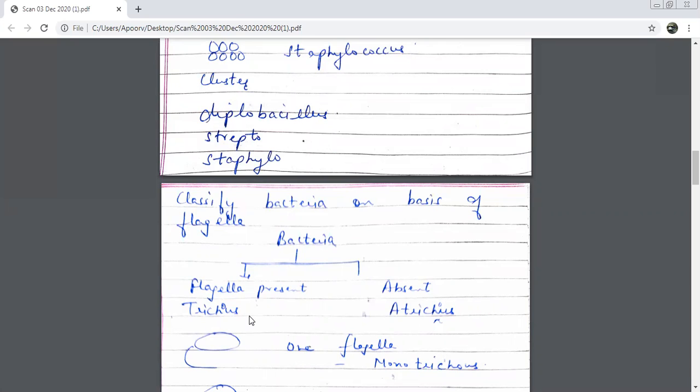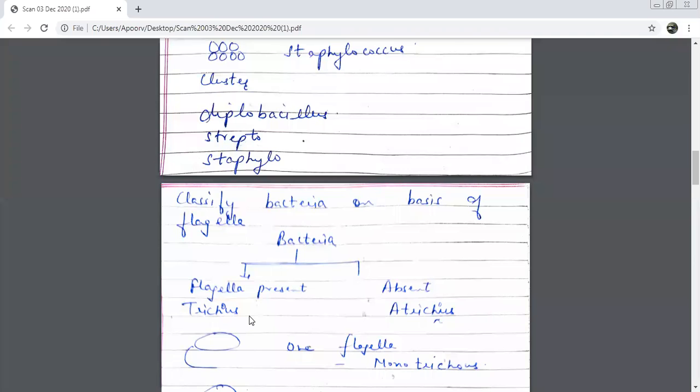And beta, what about the next one? Those which do not have flagella: atrichous. Like you have cellular, acellular. Normally when something is lacking, we use the word 'a'. So trichous and atrichous. These are some new words for you.